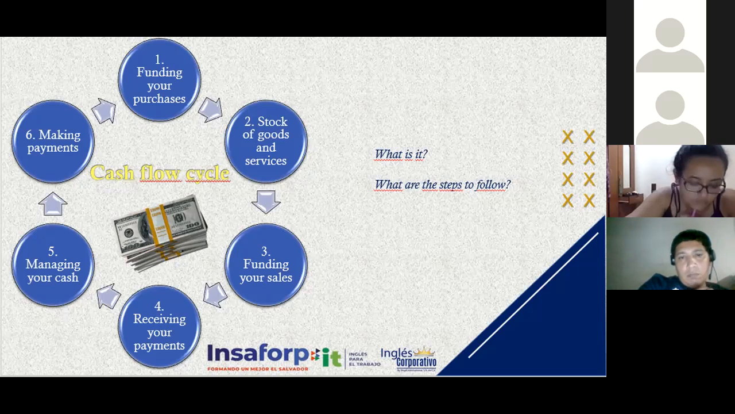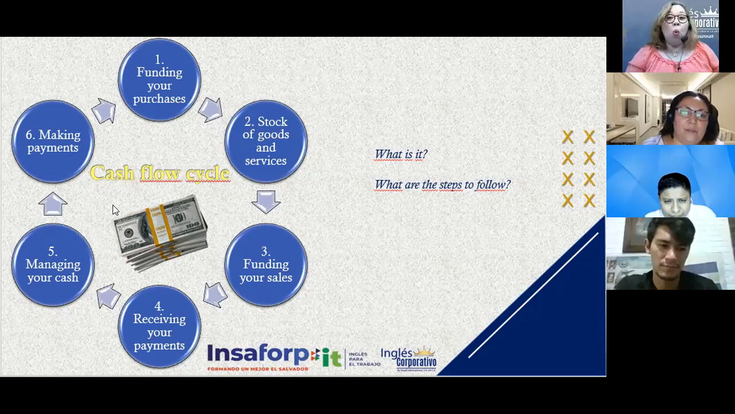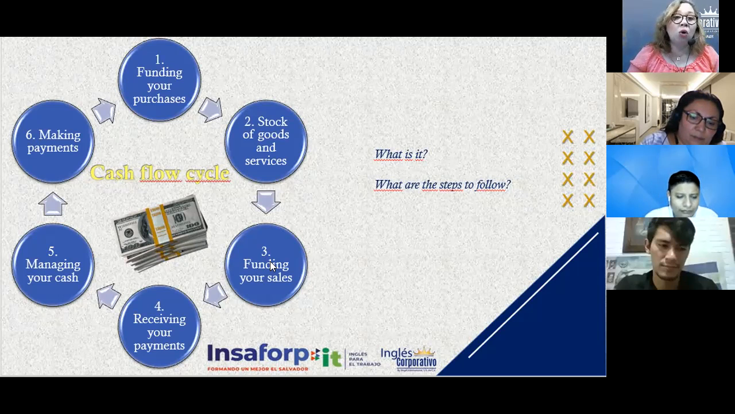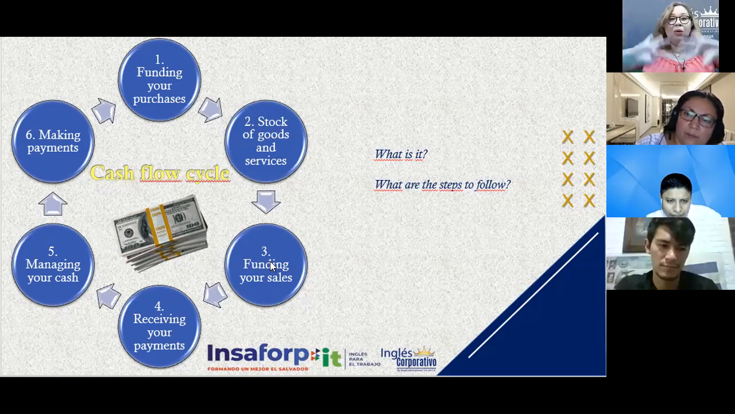It's kind of basic here, okay? It's kind of basic. So what is the cash flow cycle? The cash flow cycle are all the stages that a company follows to manage the movement of the money, okay? The money, and we're talking about cash, right? Even though it is in checks, or maybe in remittances or a bank loan, okay? That's money, income, okay? Income and also outcome.